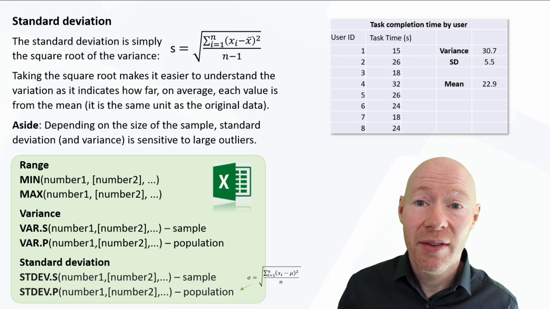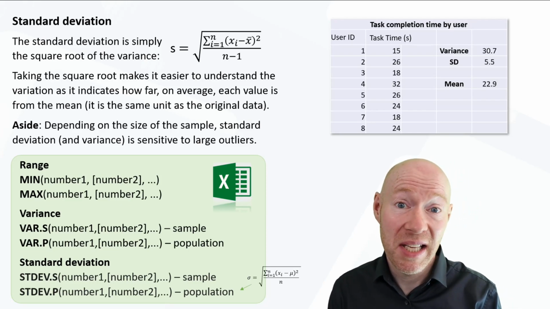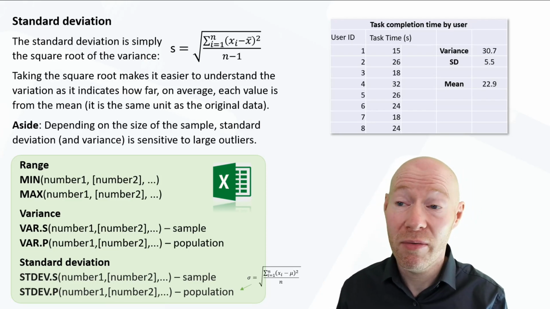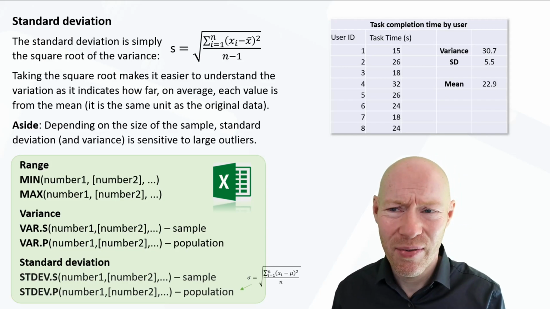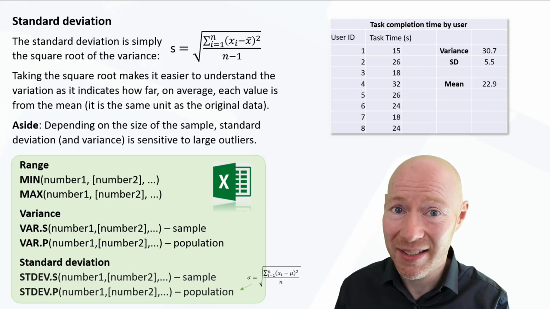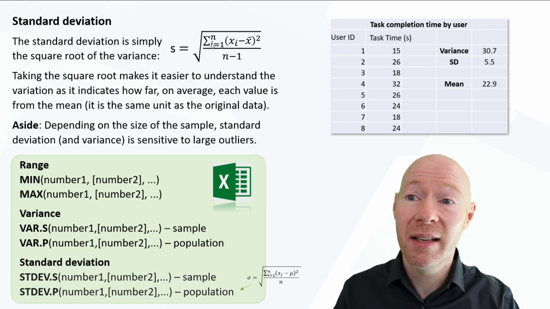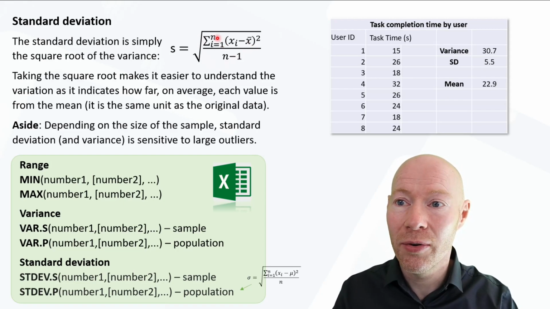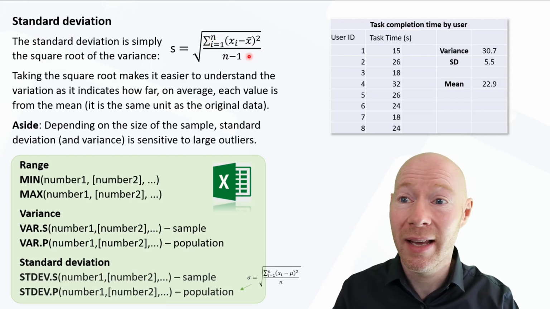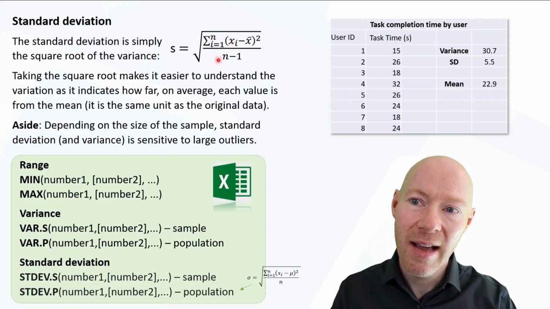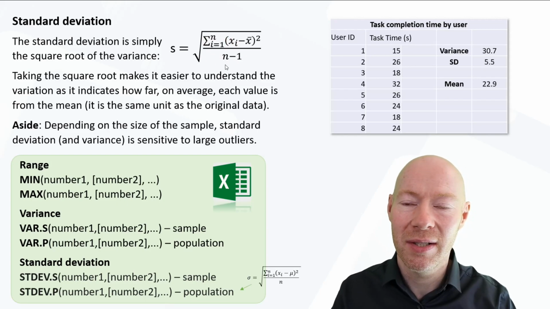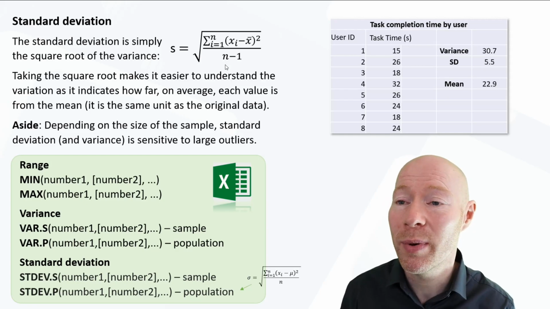Standard deviation then is simply the square root of variance. That's it. You take your variance and you take the square root of it. And if you think about it, that kind of makes sense, because when we were calculating the variance, the bit underneath the square root is what we have calculated: each value taken away from the mean, squared, added all up, and then divided by n minus 1 because it's a sample from a wider population.